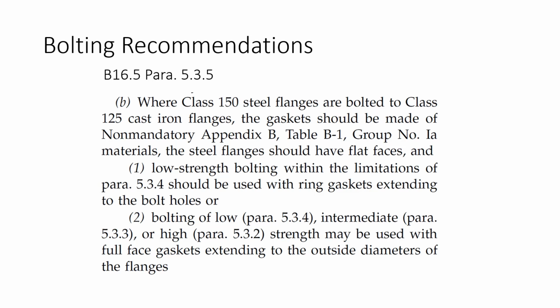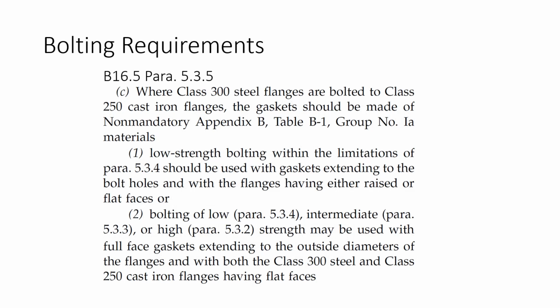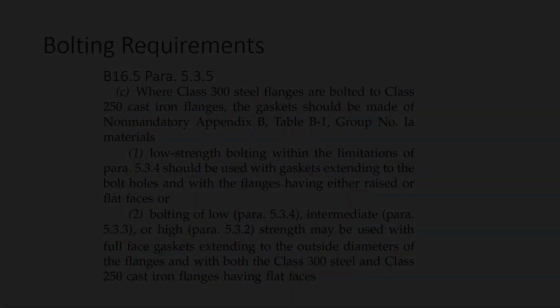It goes on to state that in using low-strength bolting, the gasket diameter need only extend as far as inside the bolt circle. If intermediate or high-strength bolting is used, then the gasket diameter should extend to the OD of the flange. Note again that none of this is required. These statements are in a non-mandatory appendix and do not use the term shall at any time. B16.5 paragraph 5.3.5 continues with subparagraph C. It basically recites the same thing when joining a Class 300 steel flange with a Class 250 cast iron flange.